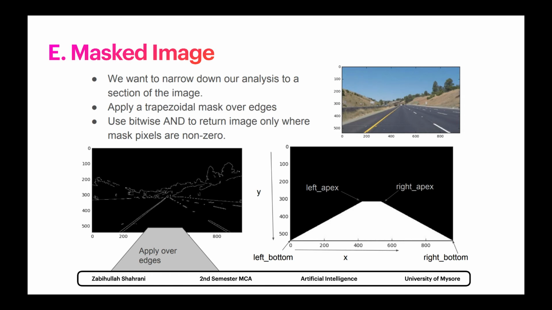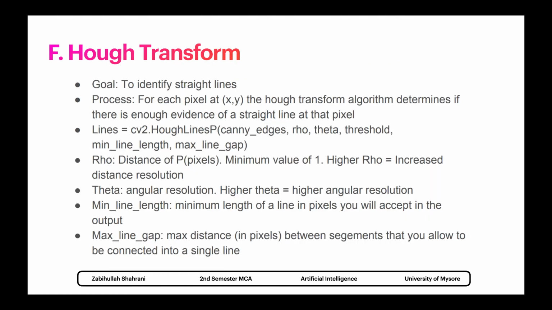Those people who are photo editors will know this concept much better. So we'll just move to the next step, the second last step, which is called Hough Transform. Now, what is Hough Transform? I'll be reading it out one by one for you all. The goal is to identify straight lines. That's very important for line detection. Now, how is the process done?